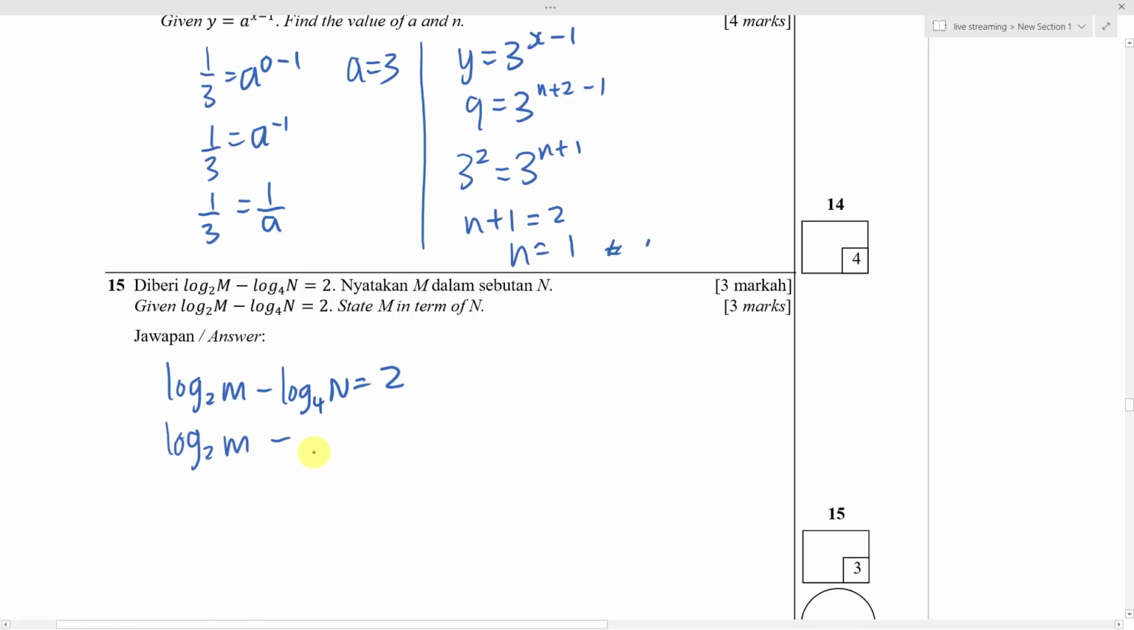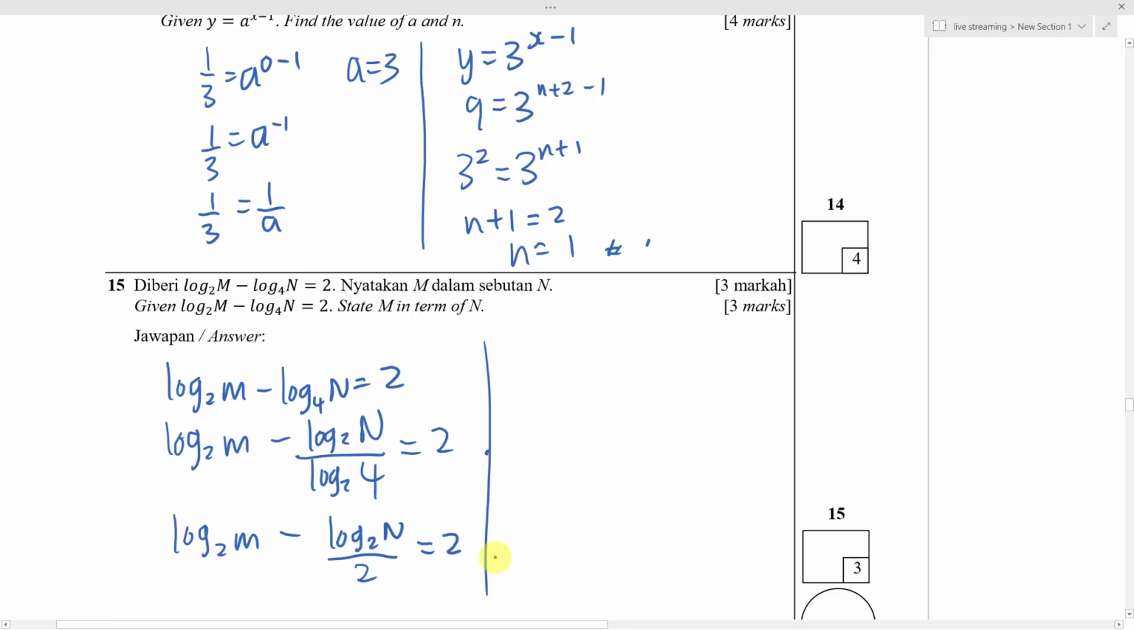I will change the 4. So this is how I change base. I just write whatever base I want. I want base 2, isn't it? I write log base 2 over log base 2, and then n right on the top, 4 right at the bottom. Alright, then this one should be log base 2 of m minus log base 2 of n over log base 2 of 4 equals 2. You can type it in the calculator or you can solve it manually. Then what I will do over here, maybe I will just multiply 2 for the whole equation. So 2 log base 2 of m minus log base 2 of n equals 4.